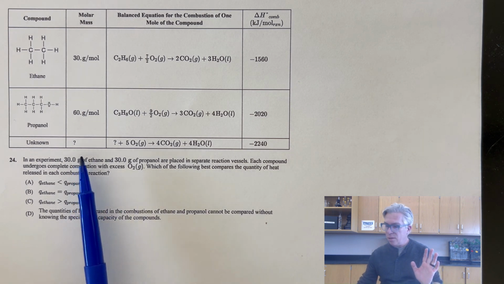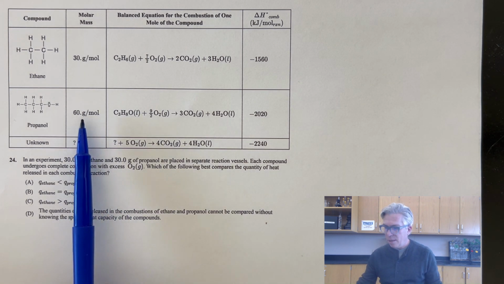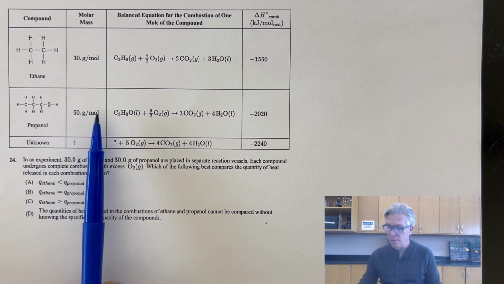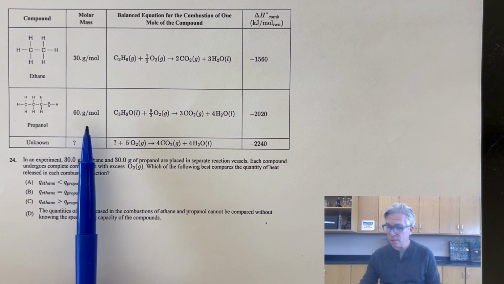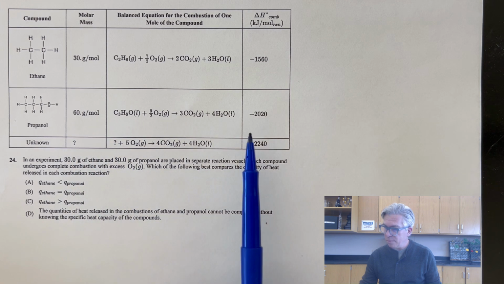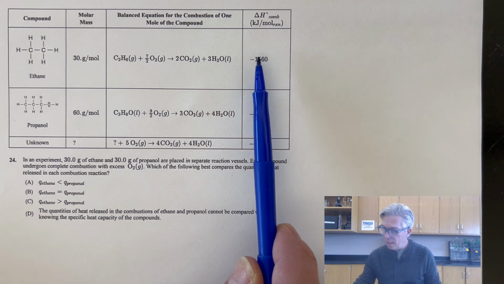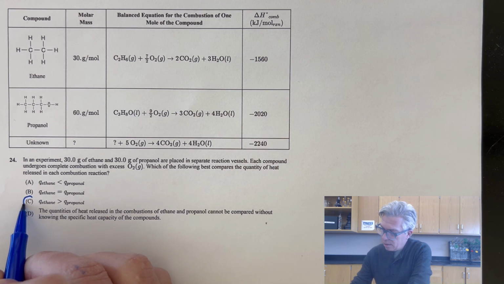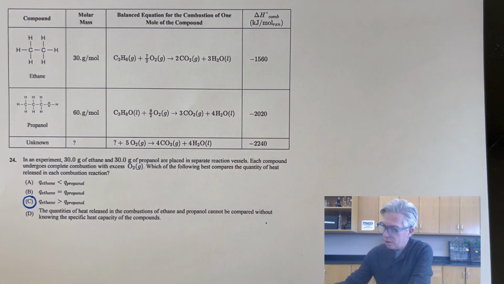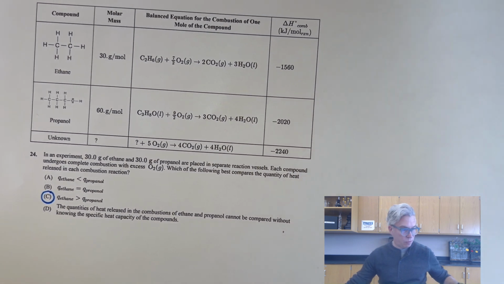Okay, so with the same mass, but propanol weighs twice as much, so I'm going to get half as many moles as the propanol. And half as many moles would give me half the heat, and so the quantity of ethane, the Q from the ethane, is actually going to be higher than Q for the propanol. So it didn't need a calculation if I can just think through that.